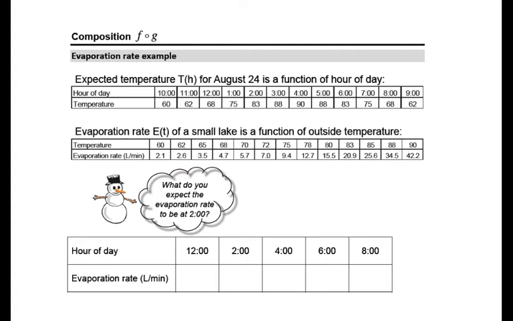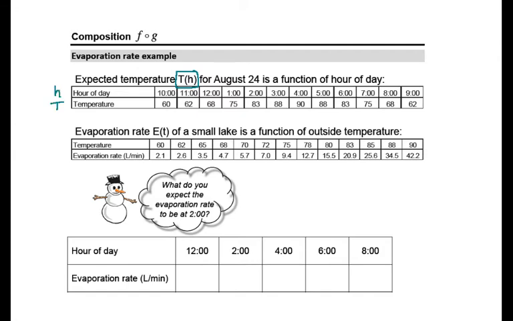Function composition is a very different way of combining functions from the adding, subtracting, multiplying, and dividing that we may be familiar with. We have as an example a function that represents the expected temperature, we're calling that T of H, for an August 24th day as a function of the hour of the day. So H represents the hour, T represents the temperature.